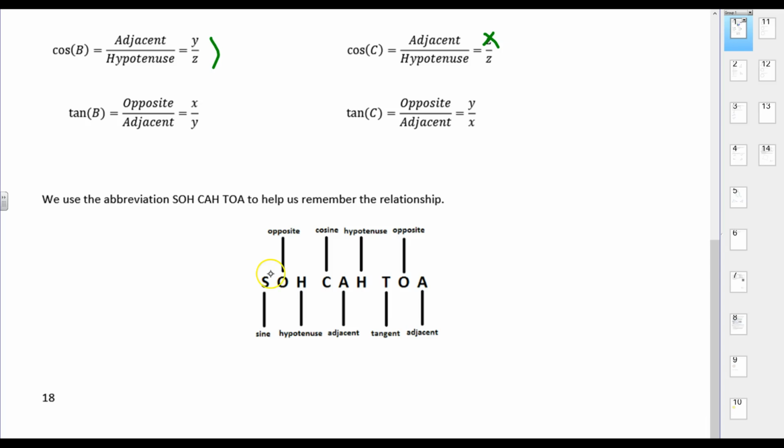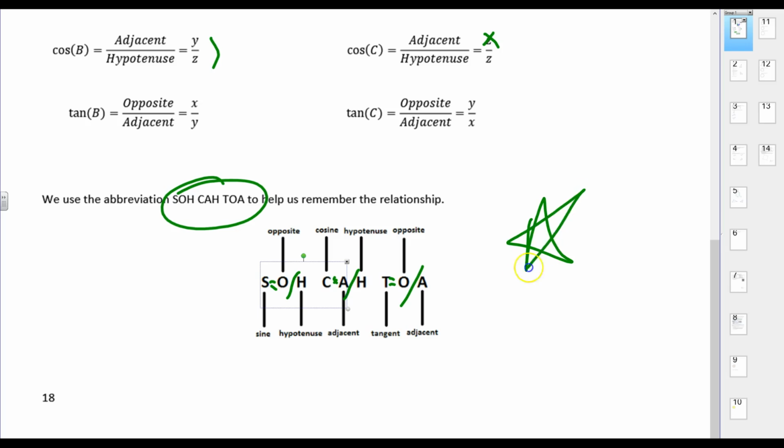Now, there is an abbreviation to help us remember this, and it is SOHCAHTOA. SOHCAHTOA stands for sine equals opposite divided by hypotenuse, cosine equals adjacent divided by hypotenuse, tangent equals opposite divided by adjacent. Guys, if you can remember this phrase, SOHCAHTOA, you can do 90% of the problems that we do in this unit. So this is your big idea. Highlight it, star it, do something so that you remember that the big idea today is SOHCAHTOA.